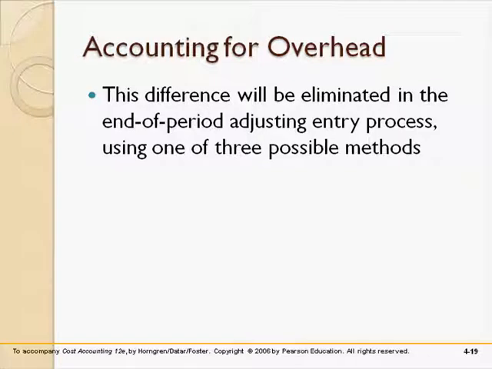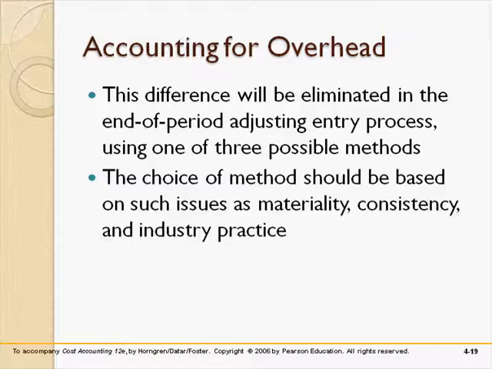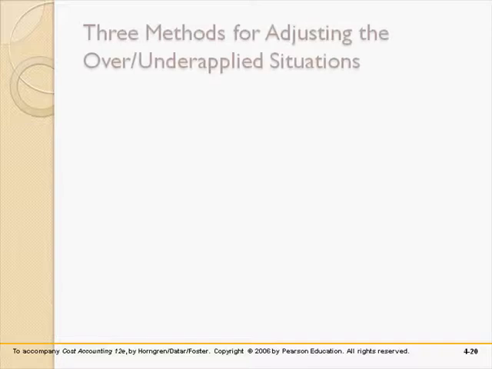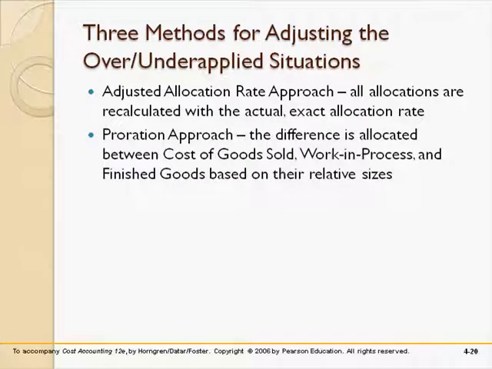And it's eliminated in the end of period adjusting entries using one of three methods. And normally, whatever method is used, it's used based on materiality, consistency, and practice within the industry. One is called the adjusted allocation rate approach. So we figure out what the difference is for over and under applied overhead, and then we recalculate it based on actual exact overhead allocation rate. Okay, that takes some amount of work, but it's one method that's used.